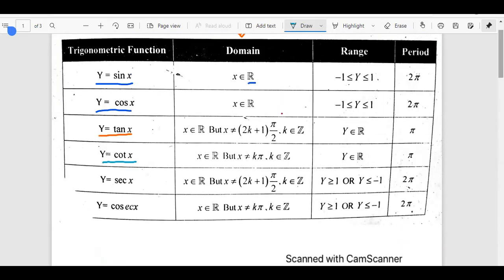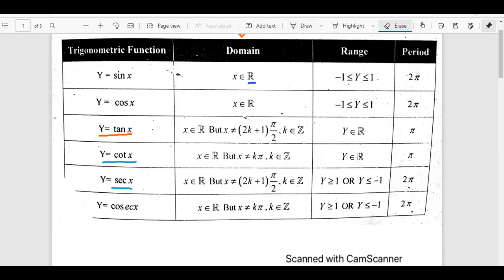Let's go and see how to write down the domain. X has all the real values, X belongs to the set of real numbers, but it does not have a few values. What are those values? Like I told you earlier, the set of integers includes 0, 1, 2, 3, minus 1, minus 2, minus 3. So it would not include 0, pi, 2 pi, then minus pi, and minus 2 pi. And this is what we observed in the graph of cotx as well. Yes, ma'am. Okay, perfect. Then let's talk about secant x quickly.